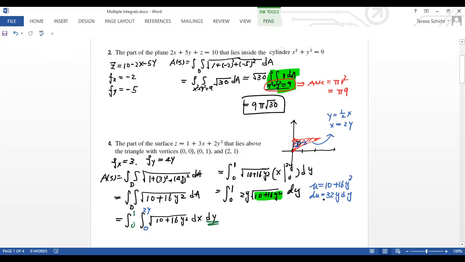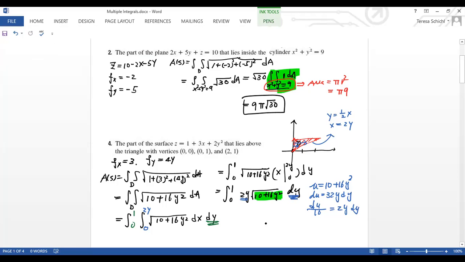And then in here, I already have a 2y dy, right? So then you can say this is du over 16. This is a 2y dy here. Then you do a u sub. And like I said, I'm not going to focus on the integration. Assume you can do that.